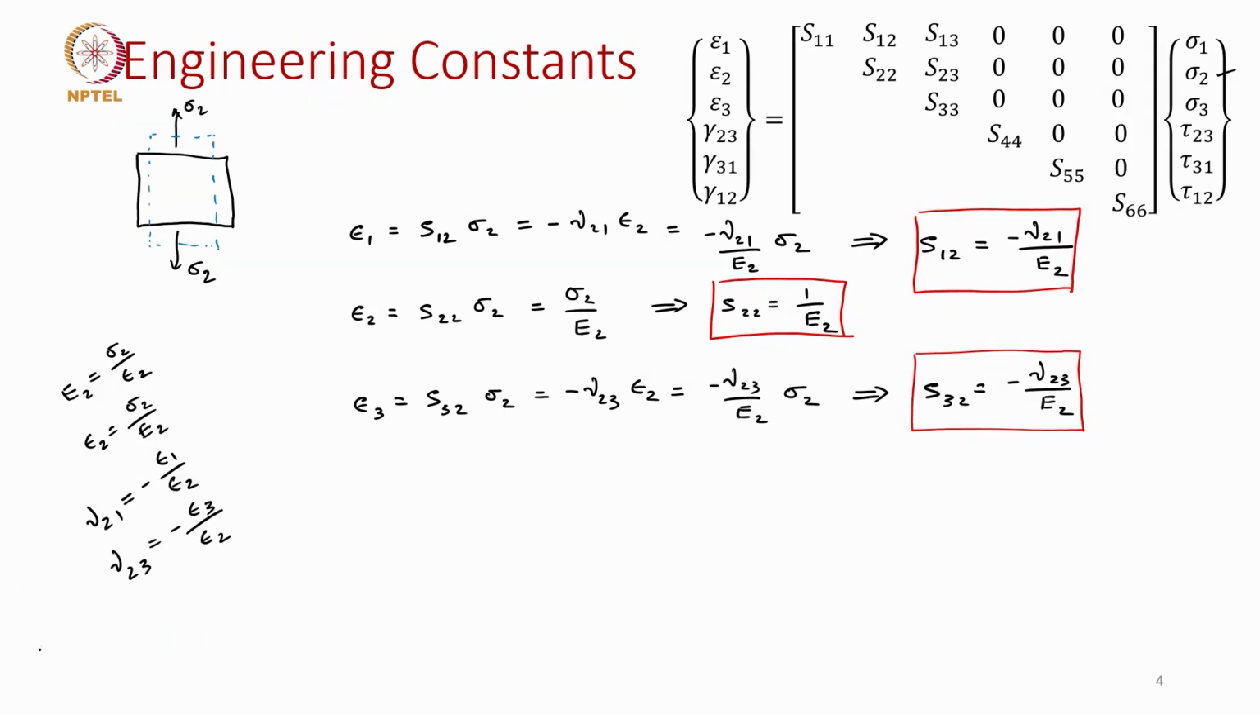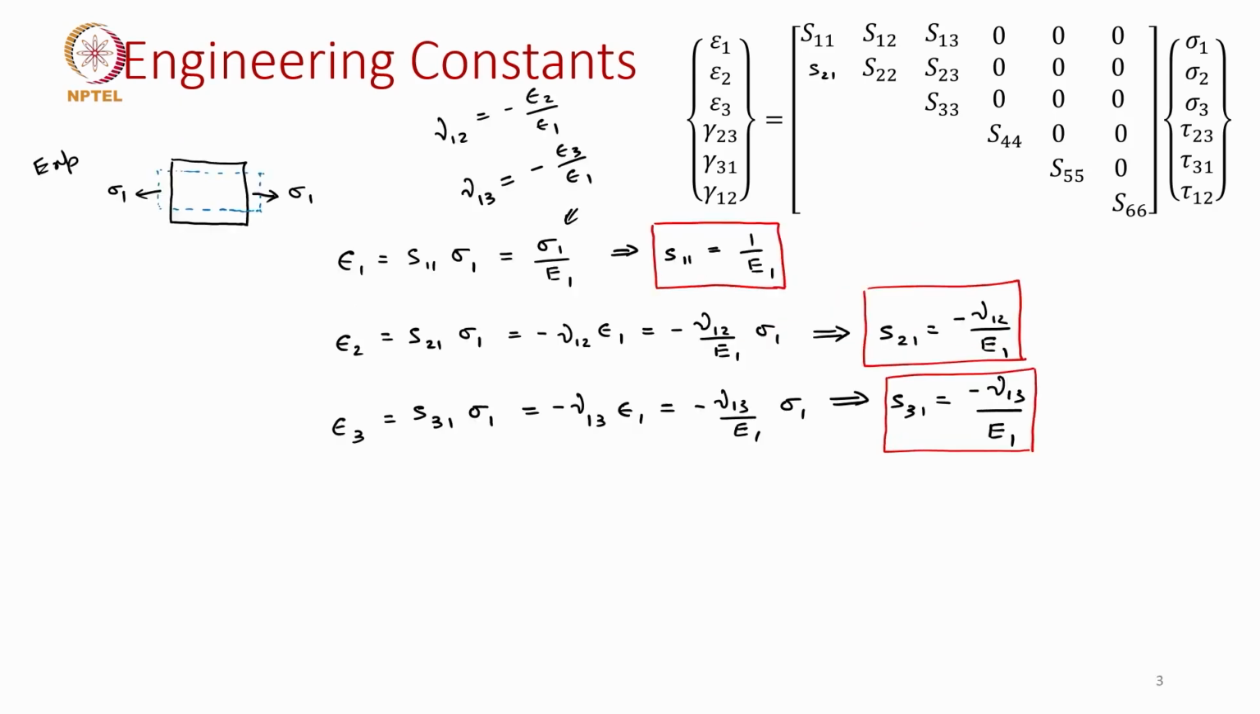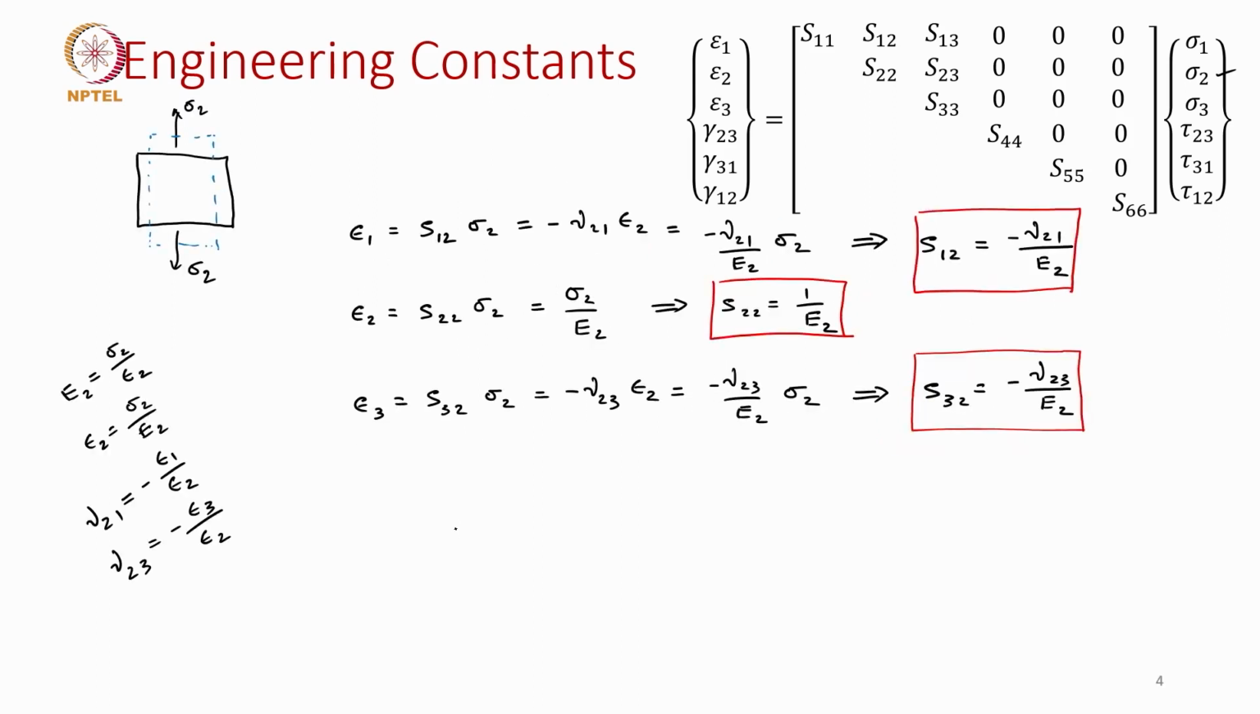So, here in this slide we showed what is S12 and in the previous slide we have shown you what is S21. So, let me write it down in the next slide. S21 is minus nu 12 by E1. But we know that the compliance matrix is symmetric, which means S21 equals S12.